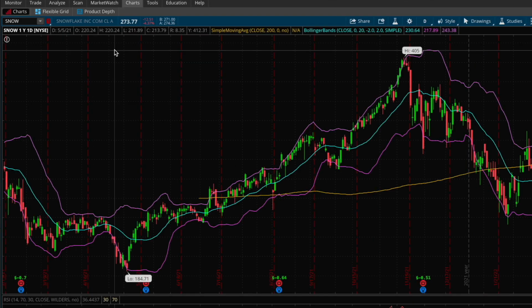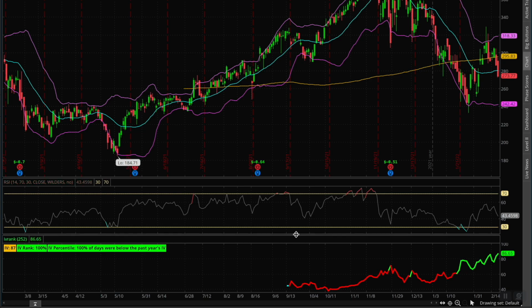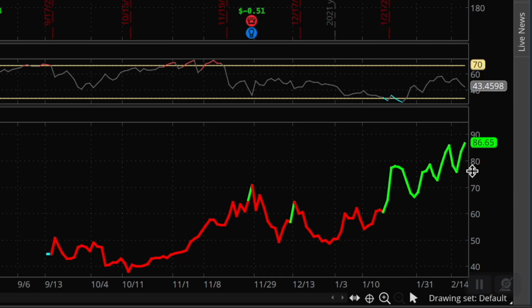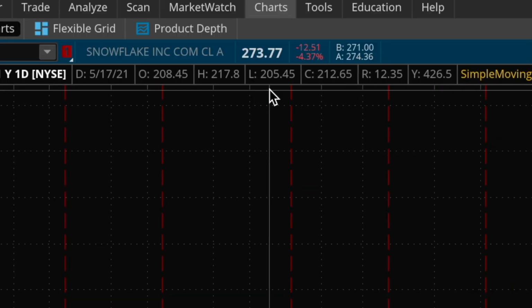And then also, if we come down below and take a look at the implied volatility for Snowflake, the IV for this stock is very, very high right now at just over 86%. And high implied volatility stocks like this are always great candidates for any kind of option selling strategy, because the higher the implied volatility, that means also the higher the option prices will be as well. So high IV plus a high stock price equals a lot of premium that you can collect.